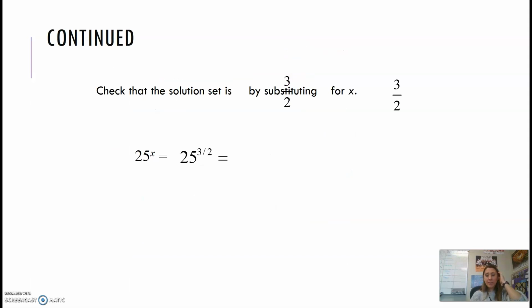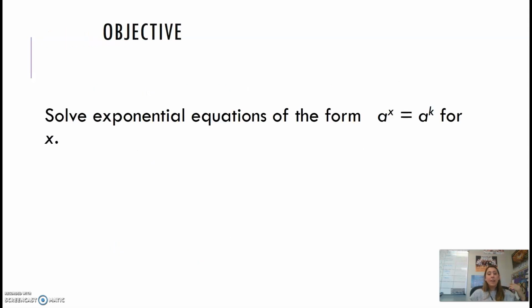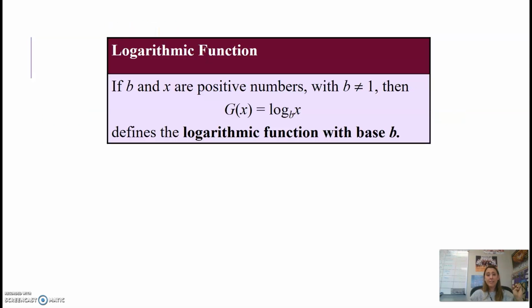So I know my slideshow is off. I need to fix that. So this is exactly what we did. And I rewrote it because to me, seeing 25 to the 1/2 is a little bit easier to think about as the square root of 25. Boom. All right, so now we're going to solve exponential equations in the form of a to the x is equal to a to the k for x.